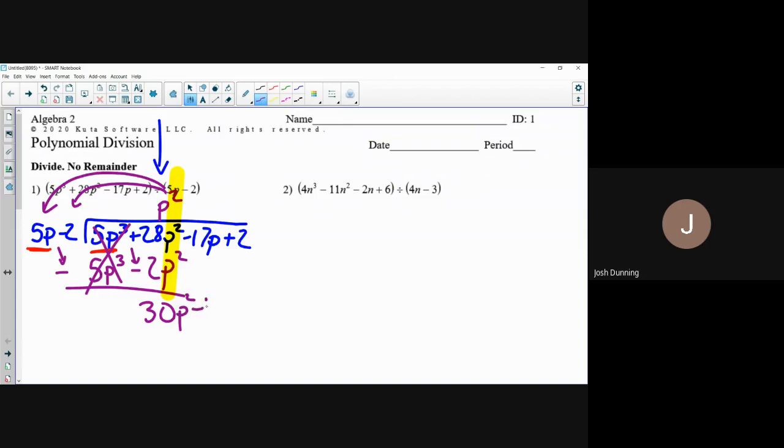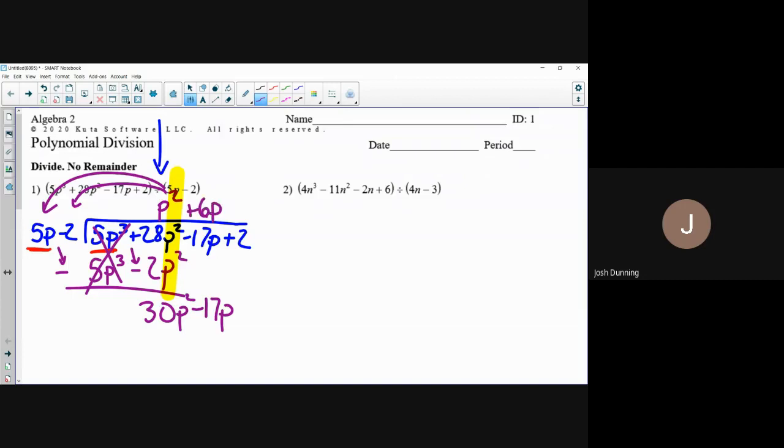Bring down the minus 17p. Now again, you have to multiply your leading 5p in the divisor by something to make it match the new leading 30p squared. You make the match so they'll cancel out. That's how you make progress from left to right. Well, I multiply 5 by 6 to get 30. I have p to the first. I need to bump it up to p squared. So multiply by p. We got 6.